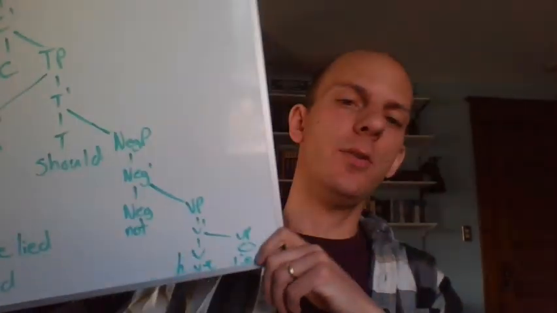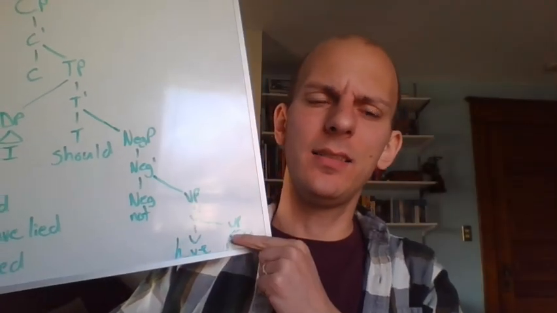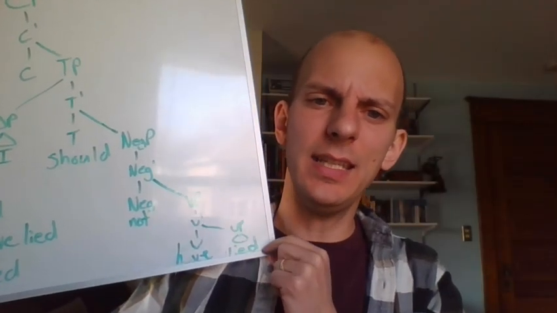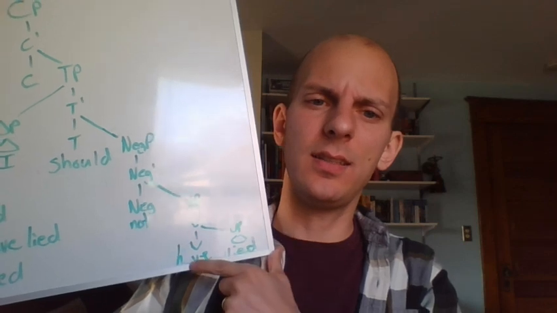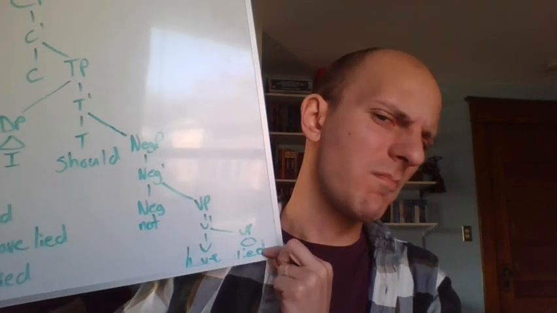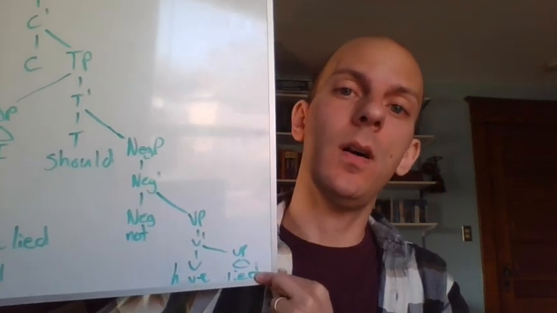I told you we would come back to why you have lied, like what this ED is doing here. If this is getting the tense, what's this tense? Well, that's what we're going to talk about on Wednesday. It's really fun. It's called affix hopping. There's a lot of crazy movement that happens, but it all kind of clicks. Hopefully things are starting to make sense in this sort of structure that we're building.